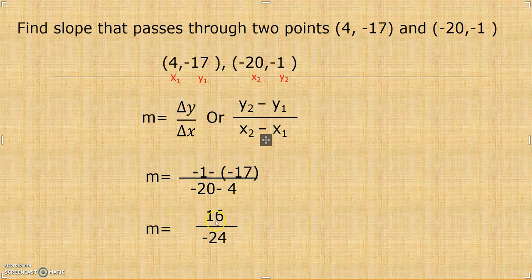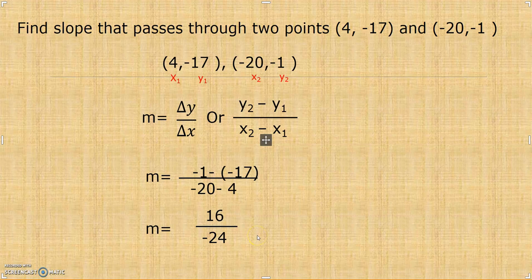So m is equal to 16 over -24. Since negative times -17 will become positive, -1 plus 17 is 16. And -20 minus 4, you have to add because they have the same sign, and copy the sign. So we have -24.